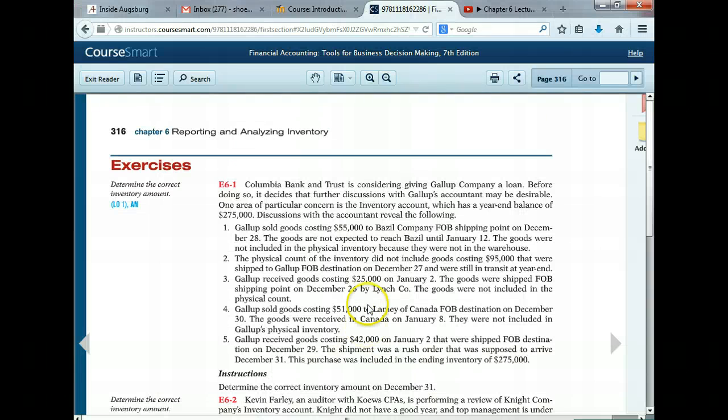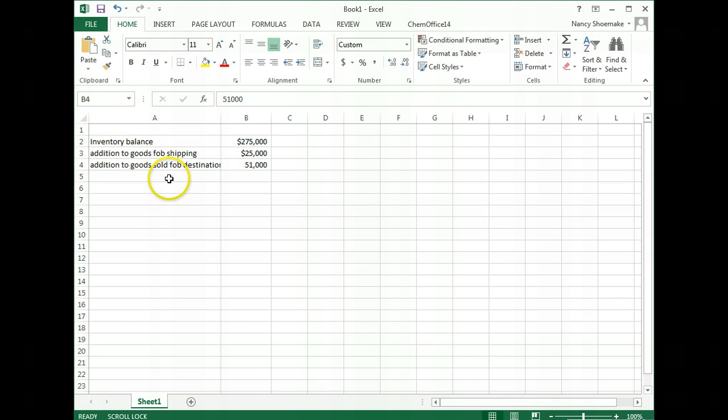Next, we show Gallup received goods costing $42,000 on January 2nd that were shipped FOB destination on December 29th. The shipment was a rush order that was supposed to arrive December 31st. The purchase was included in the ending inventory. It shouldn't be, so minus 42,000. It was supposed to be there on the 31st, but it didn't get there till January 2nd. It doesn't matter if you ordered it rush or not. It's not theirs yet until it gets there. Was that 42? I think so.